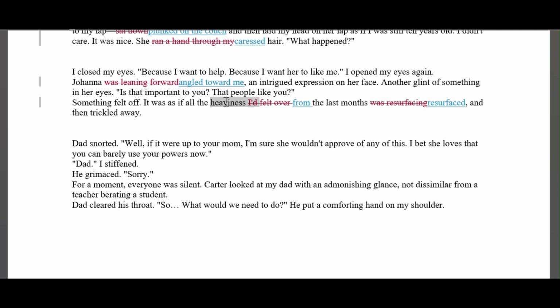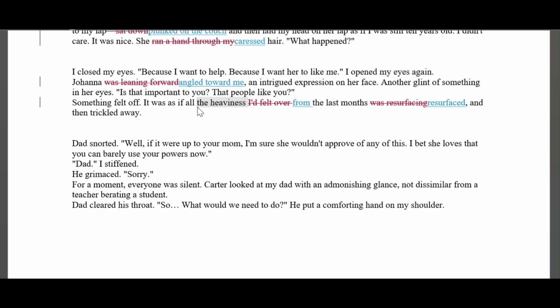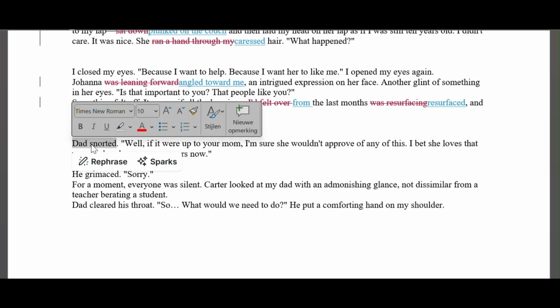So maybe, I mean, this is about verbs, so we're not going to have a look at that, but maybe I could find a way to have heaviness described more as something that also resembles water to kind of keep with that imagery. Then a final example. That snorted, again, it's fine.